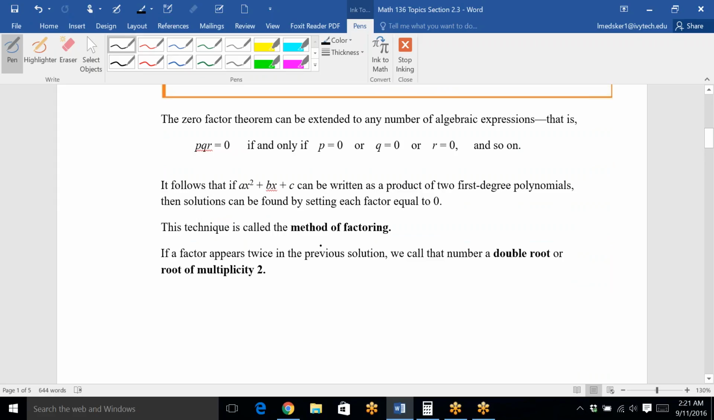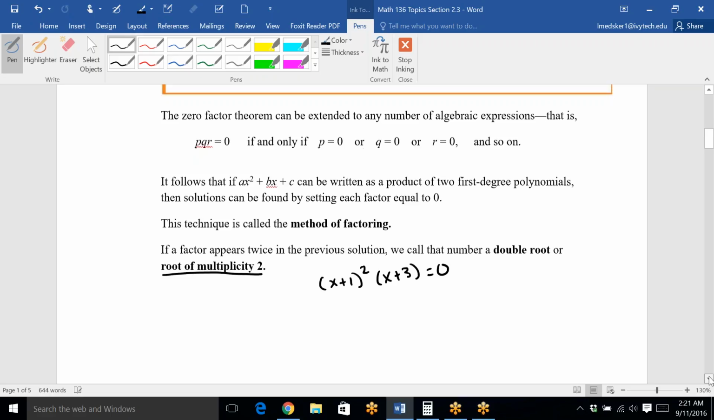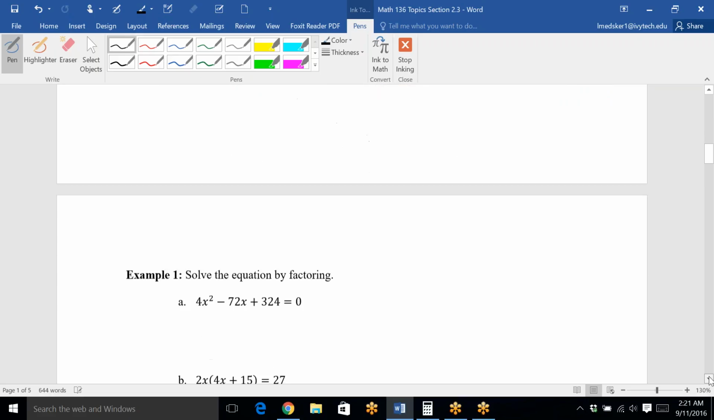If a factor ever appears twice, so say you factor something out and you get something like this, set equal to 0, we would say that x plus 1 occurs twice or is a root of multiplicity 2. If it had a third power, we would say it's got a multiplicity of 3. It just means that the answer appears more than once when factoring.